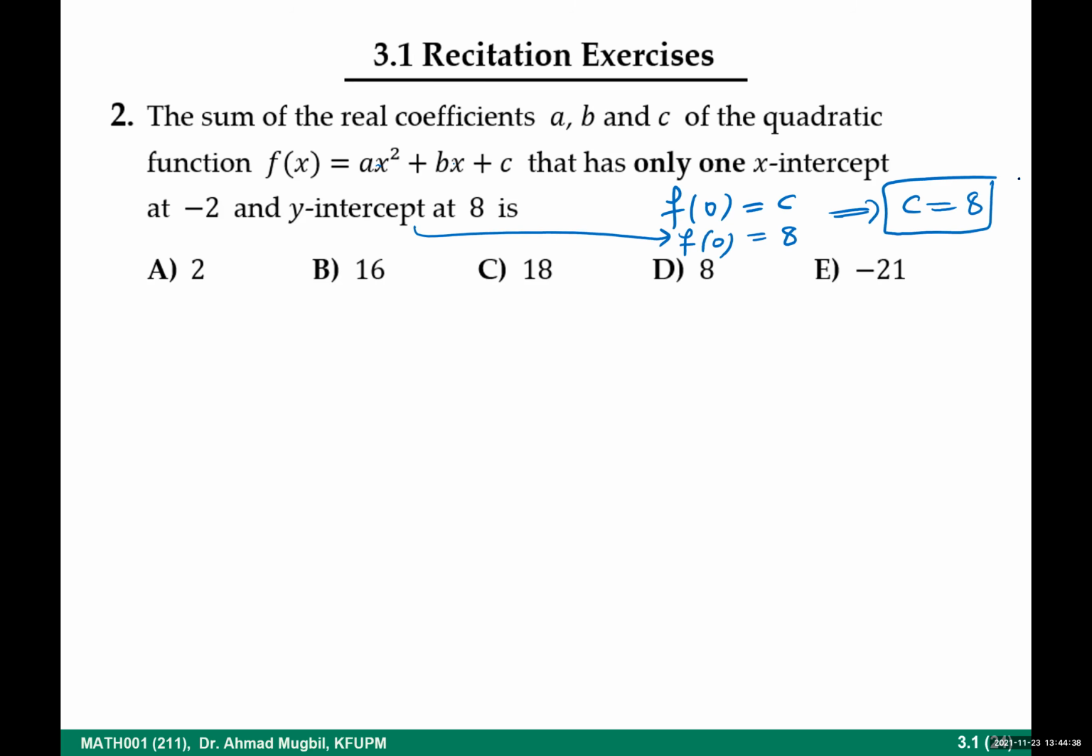Good. So we still need to find A and B. Yes. We can find h. He said to find h. He said only one x-intercept.